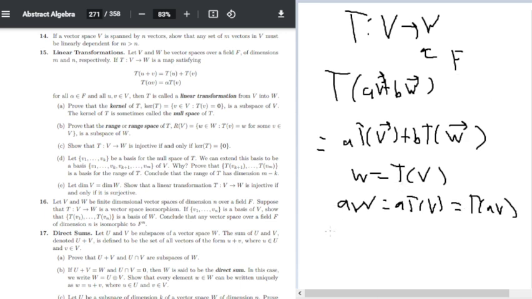So we have that. So we show that, and then W plus V is equal to T of W prime plus T of V prime, switching up the notation randomly on you, is equal to T of W prime plus V prime. So it's a subspace.